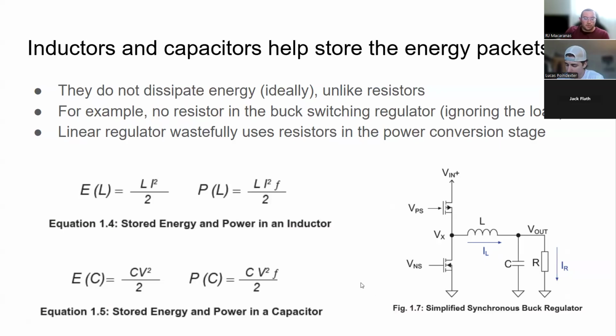And so we're using the inductor and the capacitor to store energy, right? We're sending little discrete packets of energy, we're storing it here, and it's going to be processed effectively to create a little DC output there.